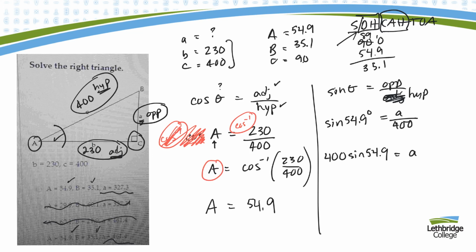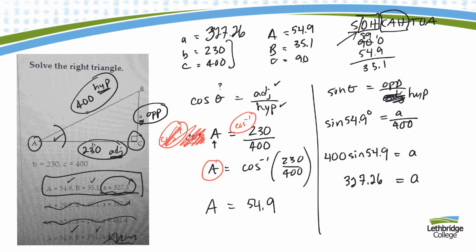Calculator. So the calculator gives me 327.26, call it. And over here, looks like that's the one right there. It's not 400 and something, has to be that one. All right, so 327.26. Okay, so that's how you can solve a triangle when you know two sides. Hope that helps.